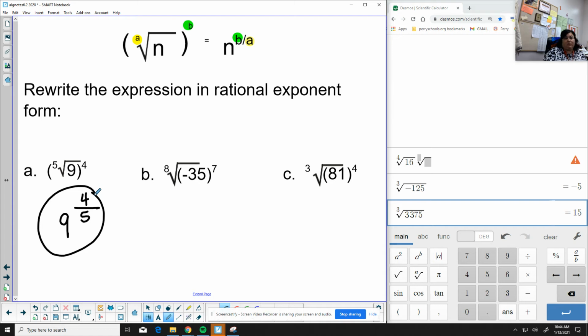Make sure if there's more than one thing, like negative 35, you make sure it's in a parenthesis. Really, we should put the 9 in a parenthesis as well, but it's not necessary because it's just a 9. So if you pressed pause, hopefully you got a negative 35 inside. The 8 is the denominator, and the power is the numerator. And the last one, 81 to the 4/3.